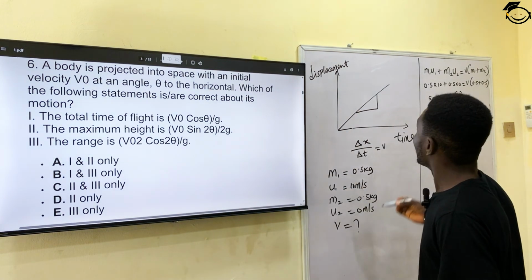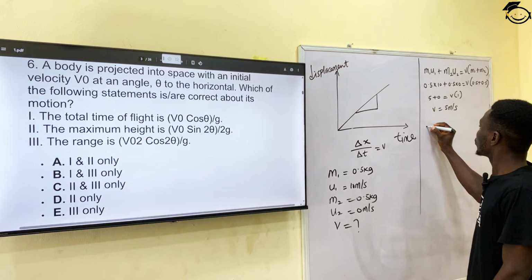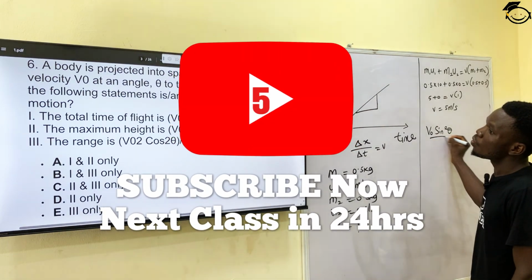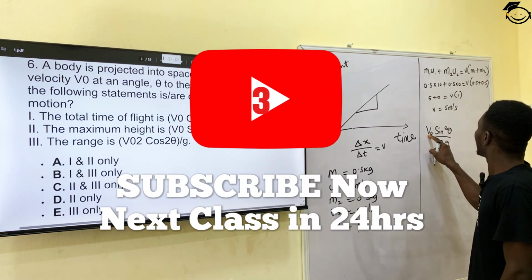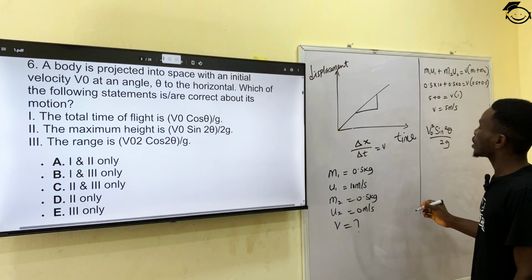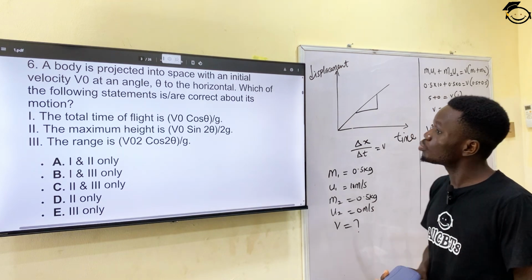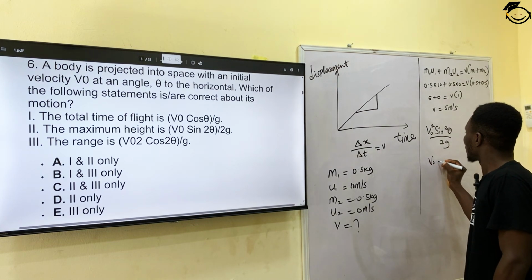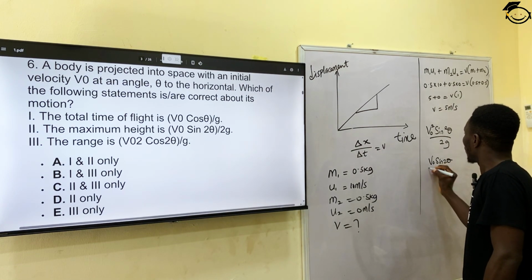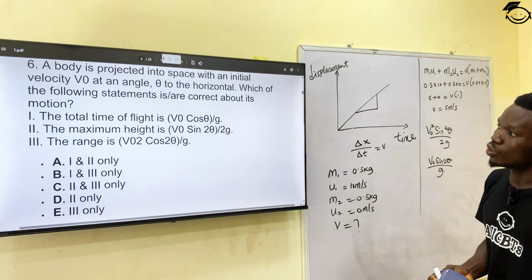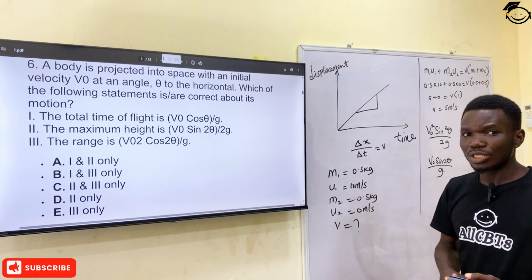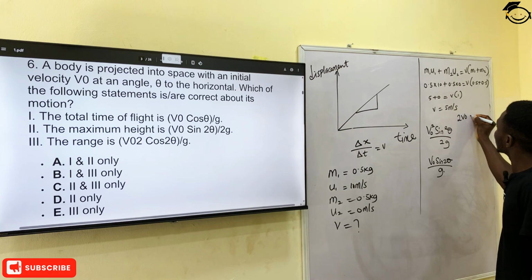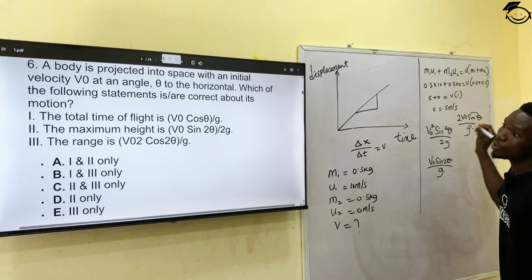Ordinarily, your maximum height is supposed to give you, in this case, v0 square sine square theta over 2g, and that is not present in any of the options. And your range is supposed to give you v0 square sine 2 theta over g, which is also not present. So in this question, none of the options is correct, because even your time of flight is supposed to give you 2v0 sine theta over g, which is also not present.